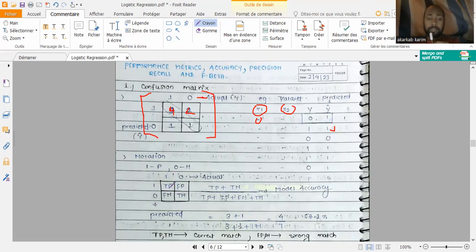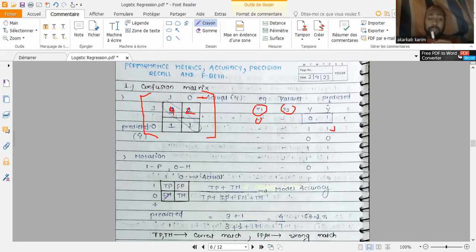Okay, true positive here. That means the actual value is 1 and the predicted value is also 1. This intersection gives me the true positive. Okay, here we have 0 and here we have 1. That means the actual value is 0 but it was predicted as 1. That means false positive.